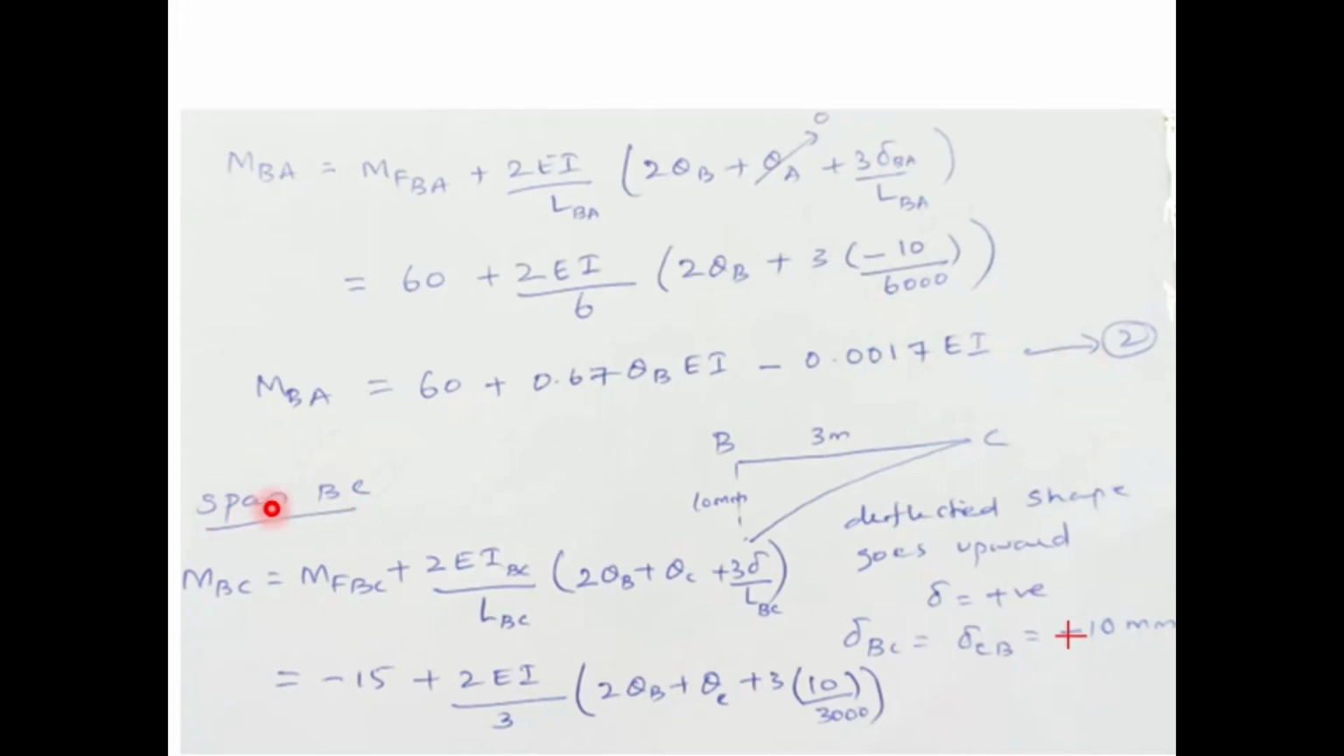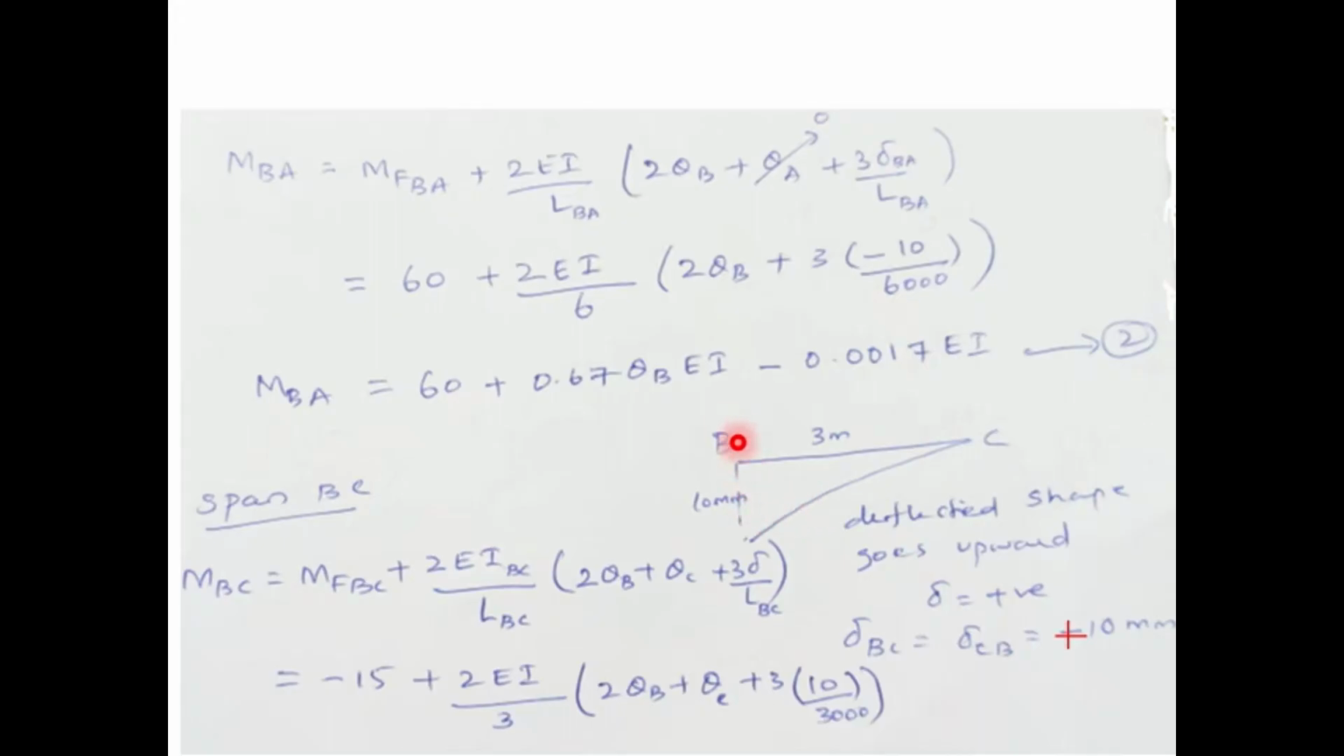Now, let us consider the next member, BC. Draw the BC. B is intermediate, C is also intermediate. So here, B support settles down by 10 mm. It is given in the problem, so you draw the settlement using a dotted line. For C, no settlement is given. Now connect the deflected shape.